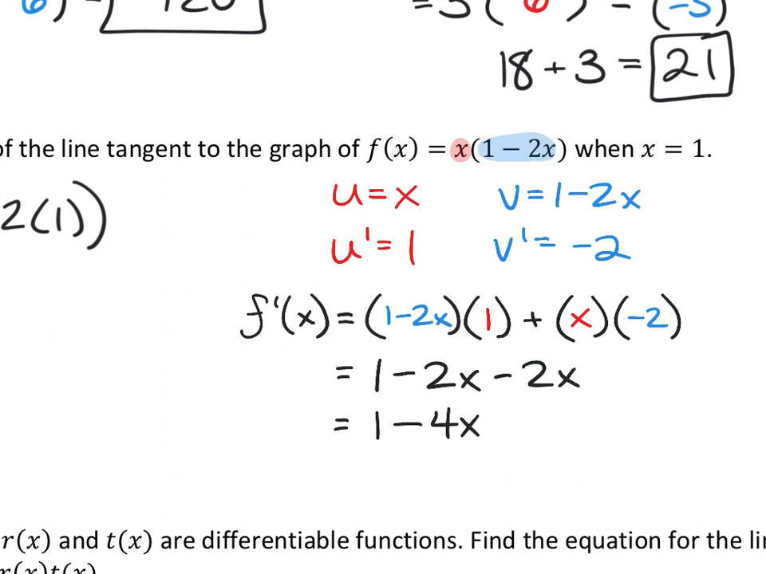Now that's the slope generator. What do we need out of this function to get the slope at that point? Plug it in. So we're going to do f prime of 1, which is 1 minus 4 times 1, which is 1 minus 4, or negative 3.